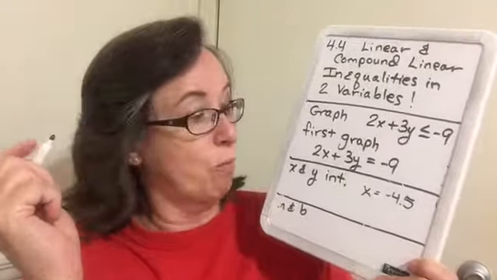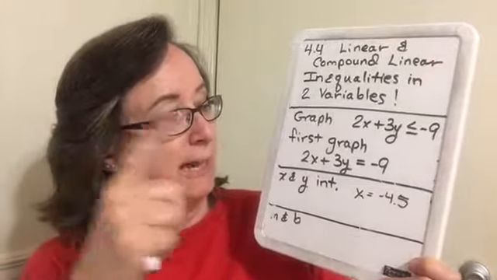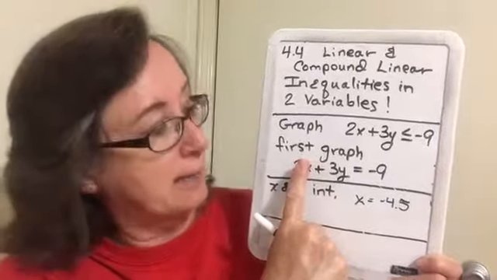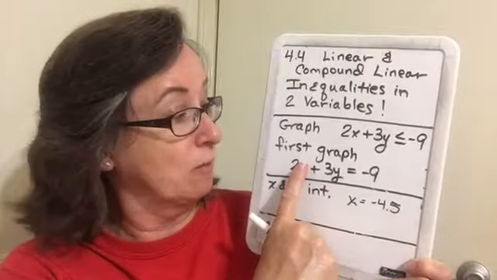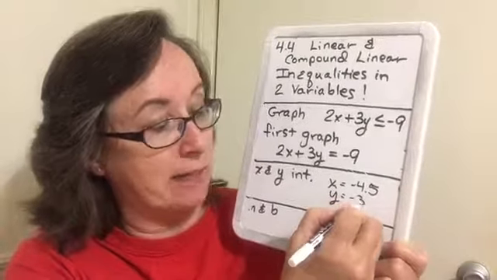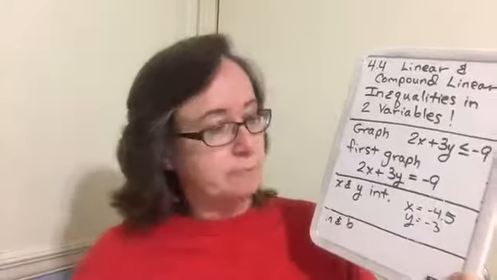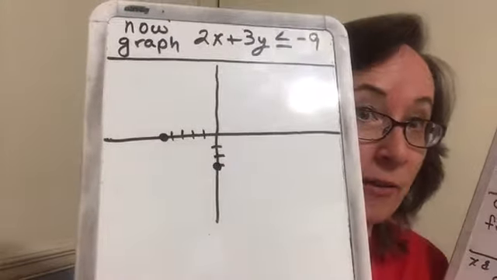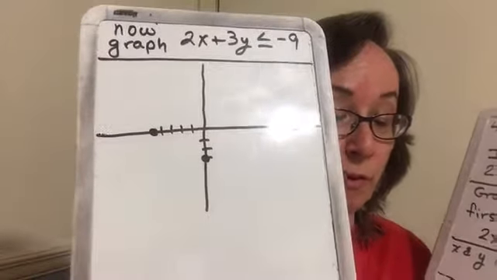To find the y-intercept, I let x be 0. So if I cover up the x with my finger, then I get 3y is negative 9, or divide by 3 on both sides, I get y is negative 3. Okay, so y is negative 3 is the y-intercept. Now you can see over here that on the x-axis I have graphed negative 4.5, and on the y-axis I have graphed negative 3. So my line will go through those 2 points.